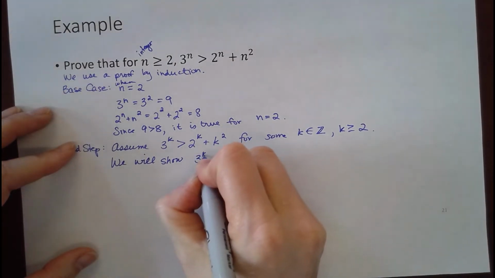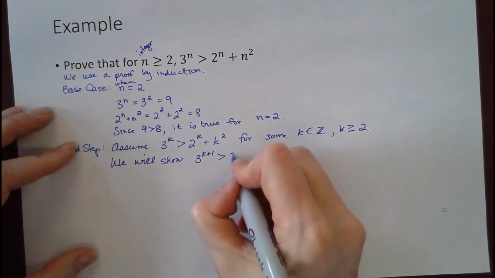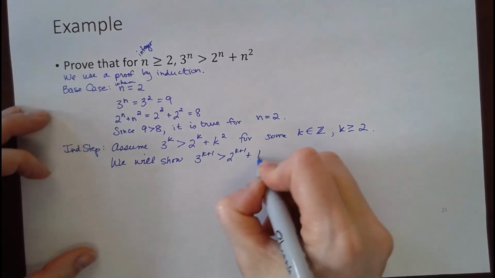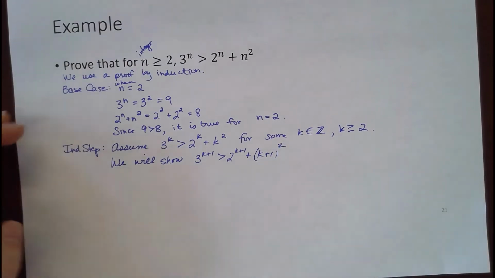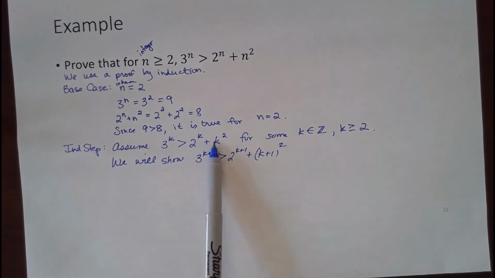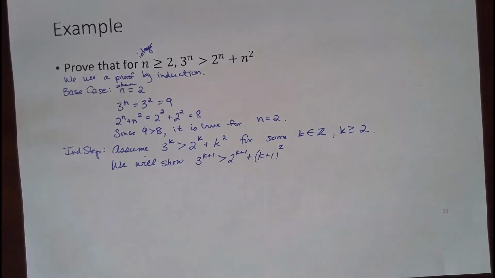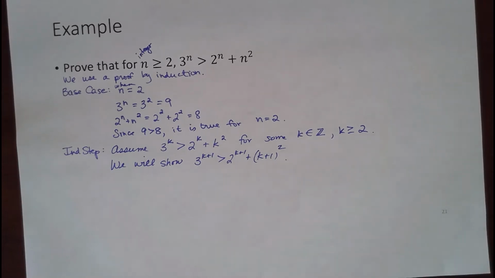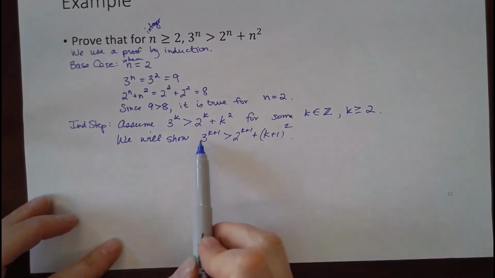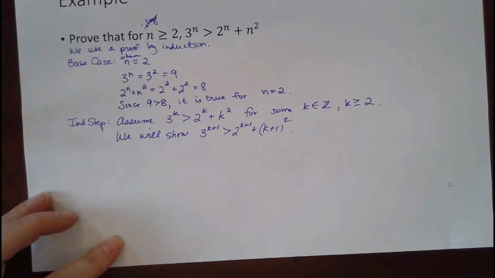So that 3 to the k plus 1 will have to be greater than 2 to the k plus 1 plus k plus 1 squared. Okay, so everywhere we saw a k before, we have to substitute a k plus 1 in. So again, remember, that doesn't mean that this is true. That just means that if this is true, then this k plus 1 case will also have to be true. Okay. So that's our goal. That's what we need to show. Okay, and so that means we need to think about this expression here, 3 to the k plus 1.